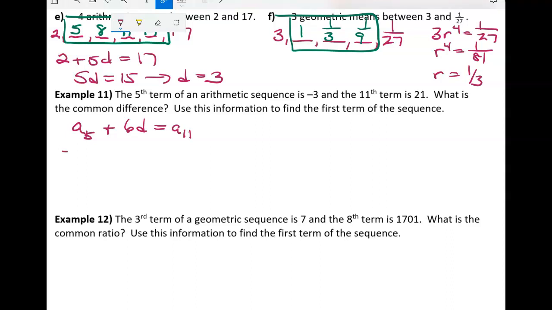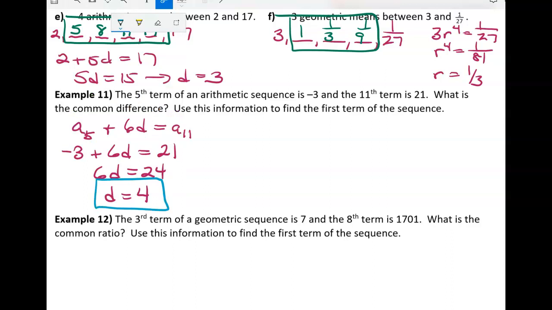Well, we know the 5th term is -3. We don't know the difference, but we do know the 11th term is 21. Okay, now we can solve. Add 3 to both sides and divide by 6. The common difference is 4. That's one of the things that we were asked for.